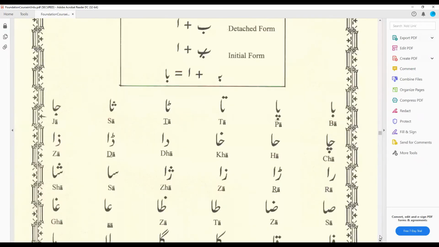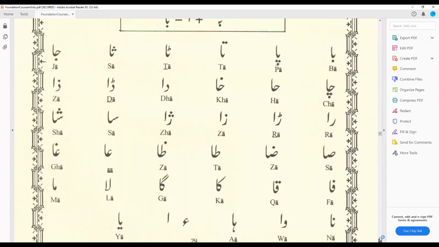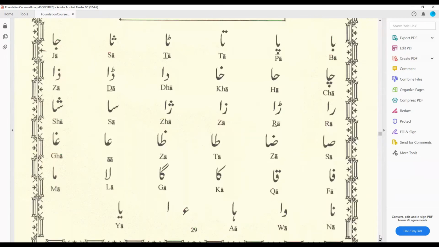So is there anyone who wants to read this page? Try to read. Luca, would you like to try to read this page? And Saba?